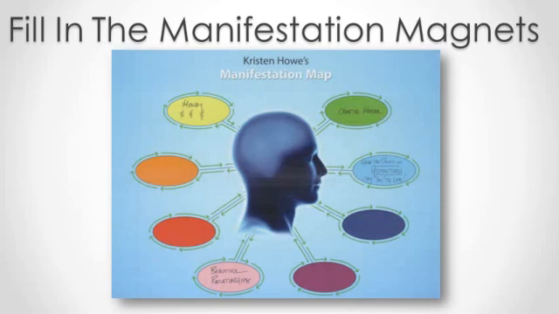Here's the example for you to take a look at now. Great. Now that you've taken a look at that example and you've filled out the manifestation magnets in your personal manifestation map, it's time for step 3, which is branch out.